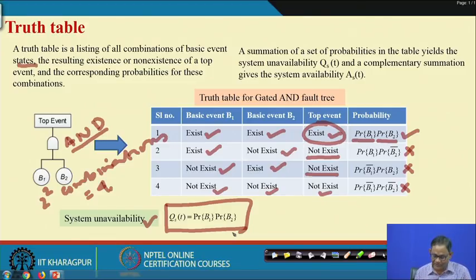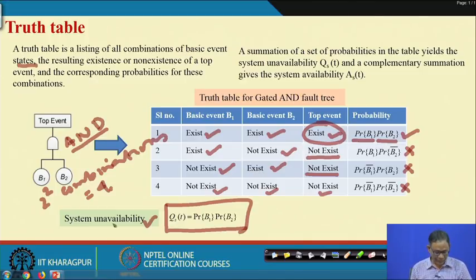In fact, you have done this earlier also, when we were given an AND gate fault tree. We saw that the top event is the intersection of the bottom events, and the probability of the top event is the multiplication of the bottom event probabilities when the basic events are independent in nature. So this is the equivalent representation of the AND gate in terms of a fault tree.